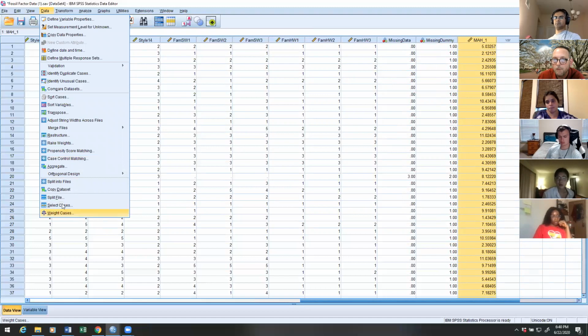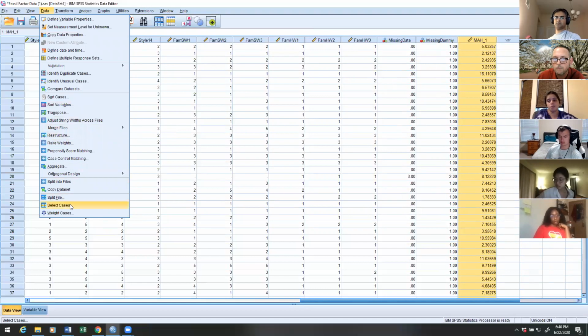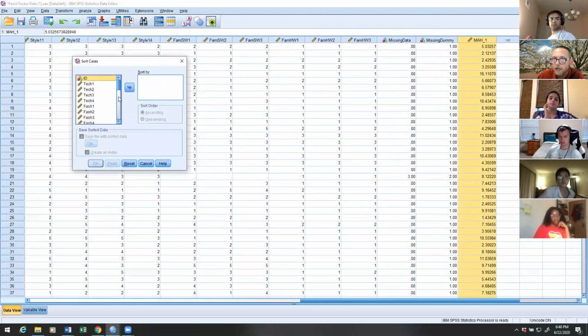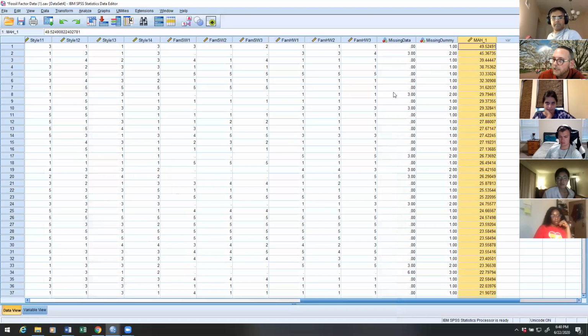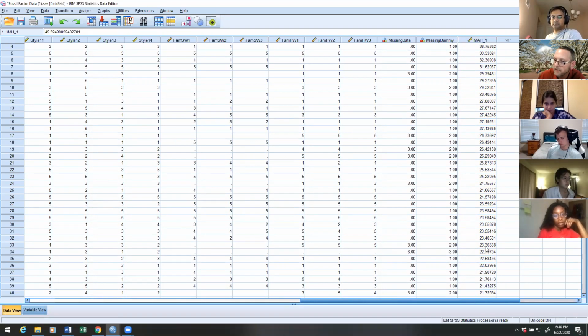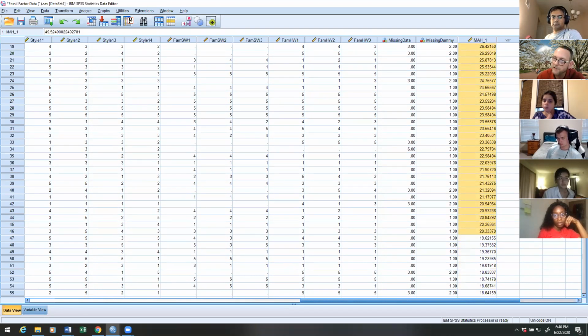We'll maybe sort. Where's my sort? Sort cases by Mahalanobis distance. We'll go descending. This is just a visual thing. So we've got several here. We've got a bunch here that are above 20. So anything above 20 would be potential outliers. In other words, individuals who are behaving more outside the norm than inside the norm.